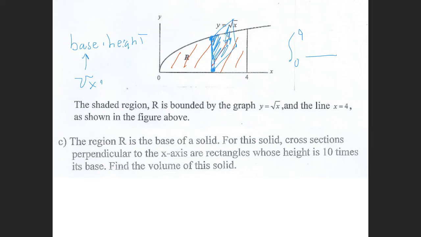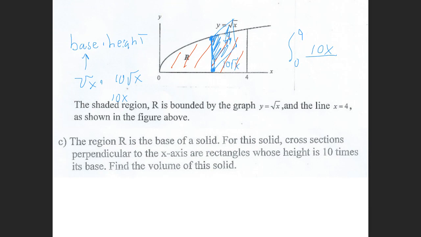4 squared of x. No. The height is 10 times the base. Well, wouldn't that just be 10 square root of x? Because the base is square root of x. Yes. So now I have 10 square root of x. So if I multiply this together, don't I just end up with 10x? Because square root of x times square root of x is just x, isn't it? That is how I would find it. Now, if I took the integral of that, I'd have my answer.